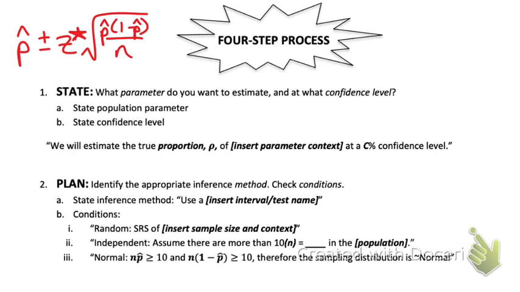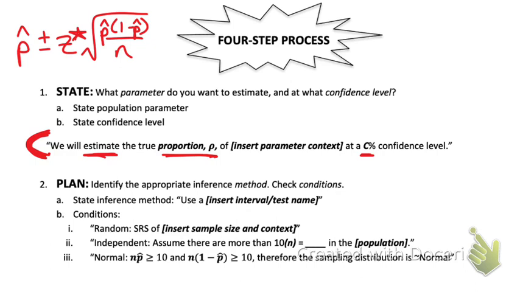So here is our 4-step process. State. On state, what we're doing is we're introducing what we're doing. And this sentence right here will tell you exactly what you have to say. You don't have to write your own introduction paragraph. I am giving you a format. You just have to fill in the blanks. Okay? So we will estimate. We're estimating because we're giving an interval of an estimate. We will estimate the true proportion P of whatever it is you're talking about, U.S. adults, teens, whatever, at a C% confidence level. There's your sentence for state.